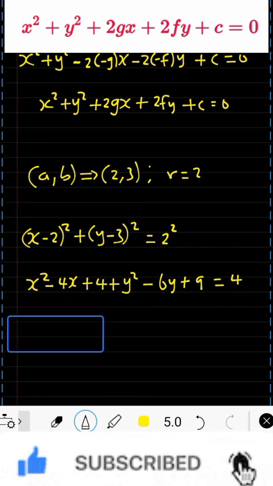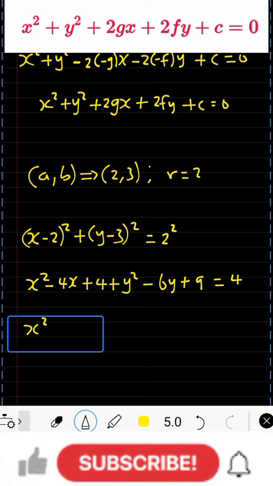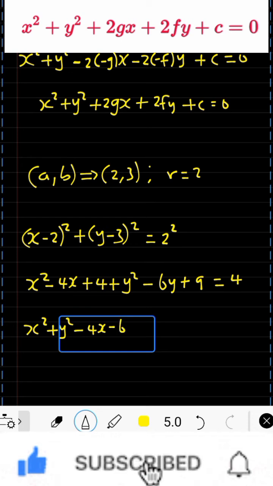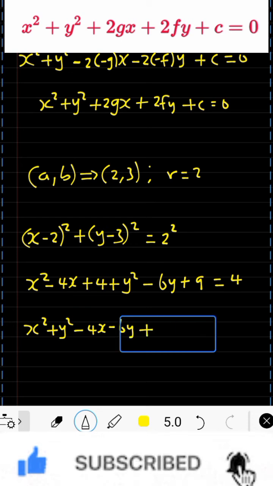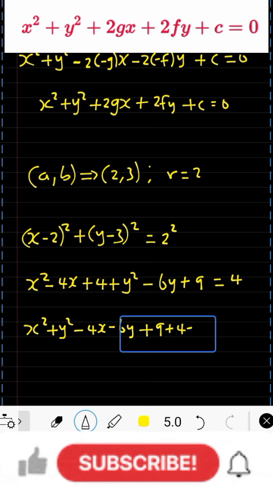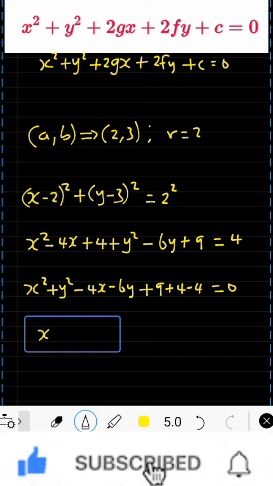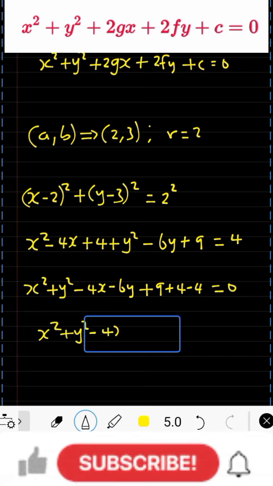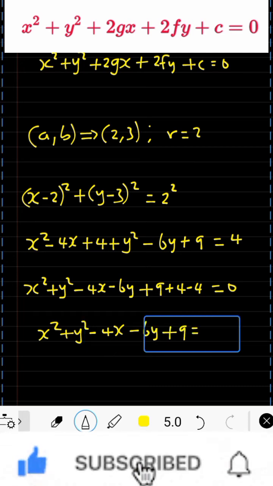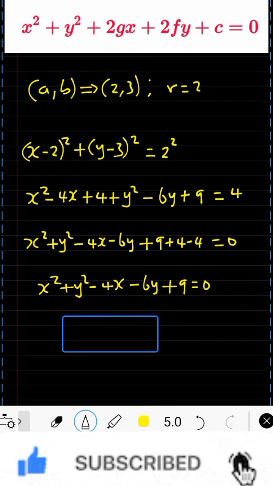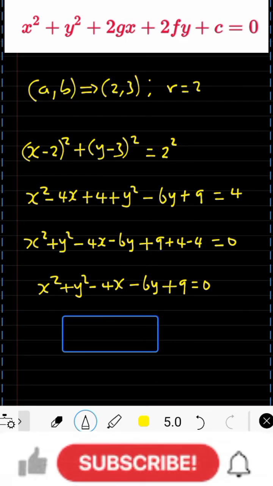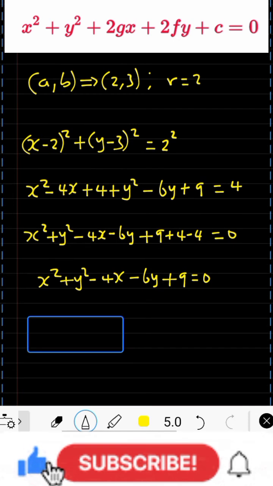So let's work more on this. We are going to have x squared plus y squared minus 4x minus 6y, then plus 9 plus 4 minus 4 is equal to 0, bringing 4 to the other side. Therefore, we have x squared plus y squared minus 4x minus 6y plus 9 is equal to 0. So this is the general form of the equation of a circle that has center (2, 3) and radius 2. So we don't want to go through this long process.